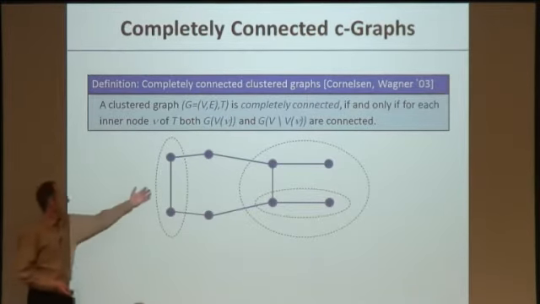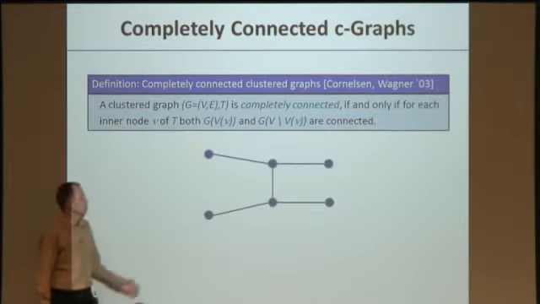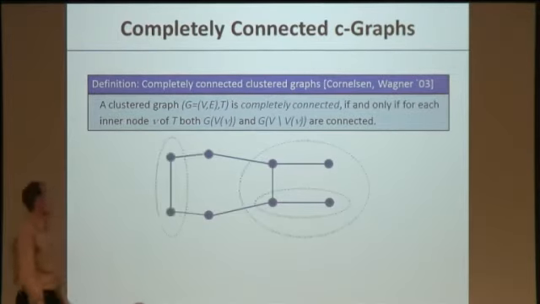In this example, if you look at this cluster, the induced subgraph is connected, and also the induced subgraph of the complement is connected. And the same is also true for the other two clusters, so this is a completely connected graph.